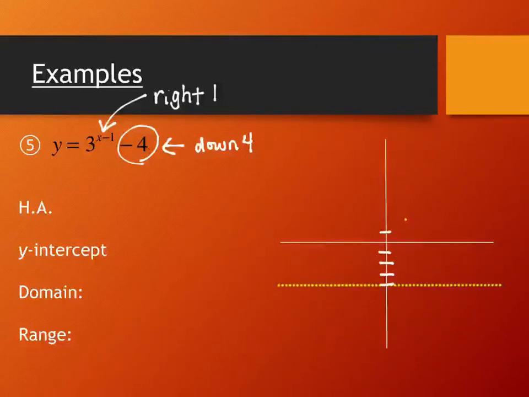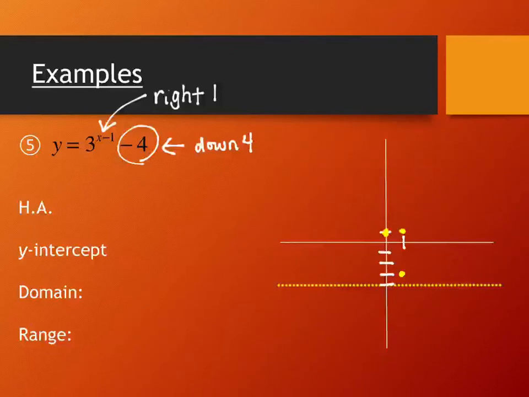And that would make sense. I could also take my point, which was here, and shift it the way I've described, moving it right 1 and down 4. So if I move it right 1, it would be here-ish. And if I move it down 4, it ends up down here. So I can move those specific locations.